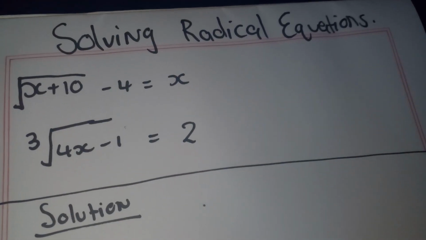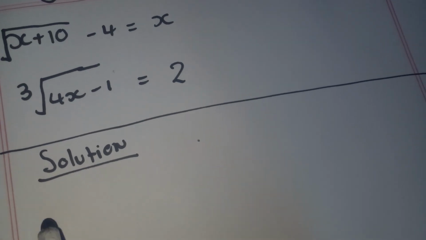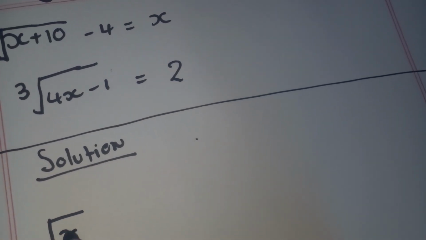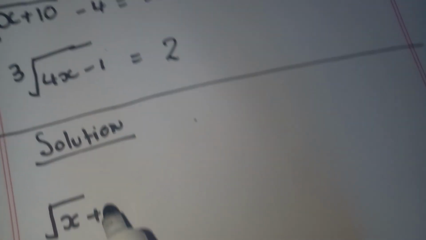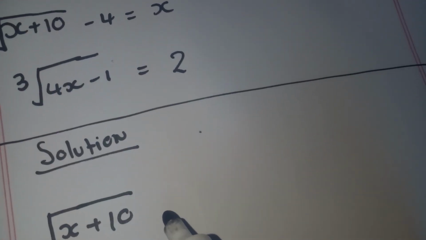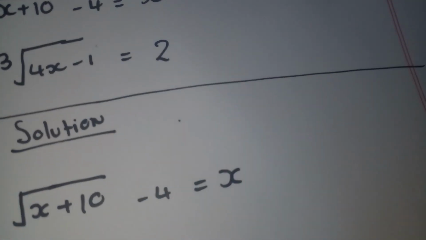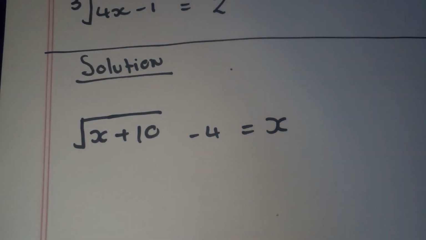So let us solve the first one. You are given the radical of x plus 10, all under the square root, and then minus 4, is equal to x.